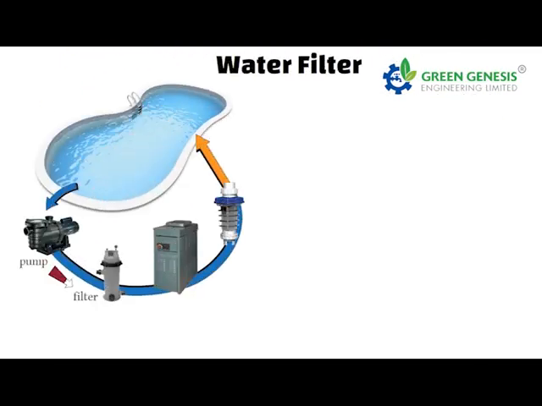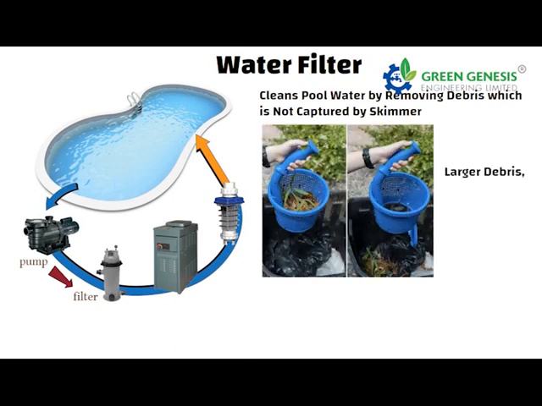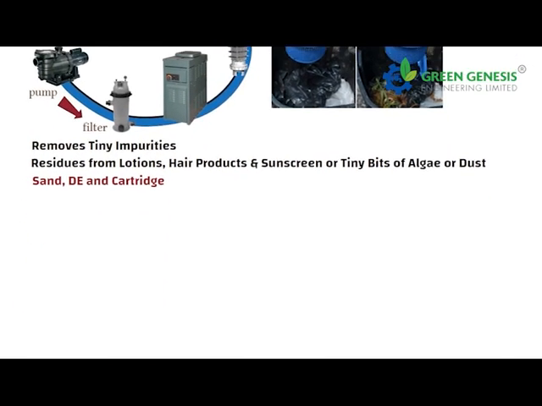Water filter. The water flows through the pump to the filter. The filter cleans your pool water by removing debris which is not captured by the skimmer. The skimmer removes larger debris such as hair and leaves, and the filter removes teeny impurities. These could be residues from lotions, hair products, and sunscreen, or teeny bits of algae or dust. There are three main types of filters generally used in swimming pools: sand, DE, and cartridge.